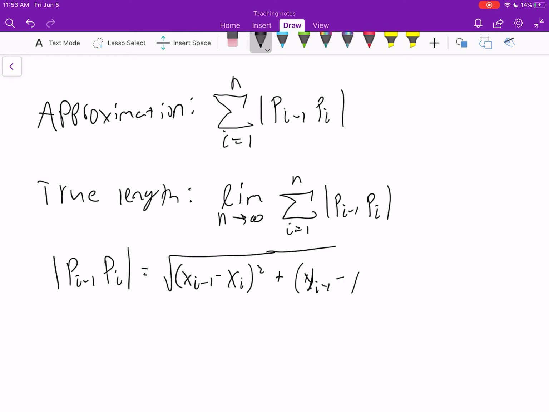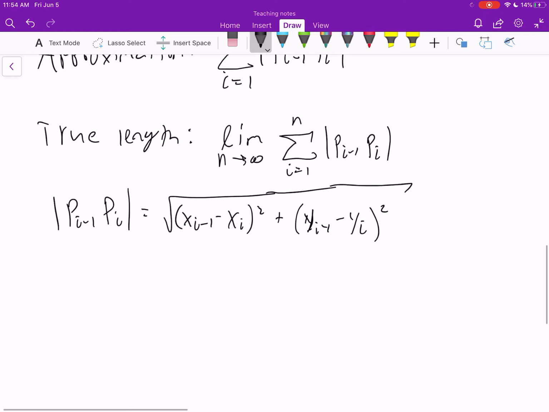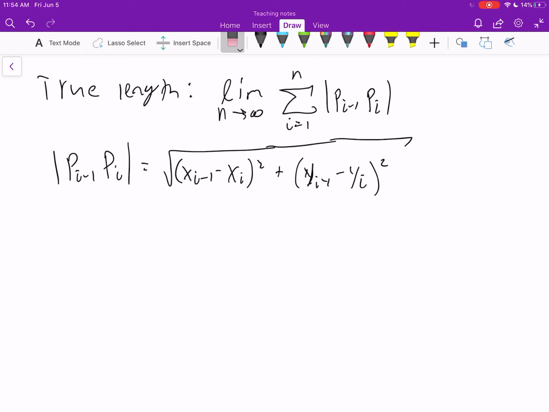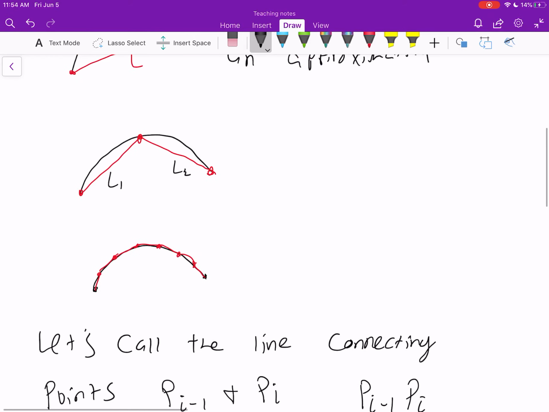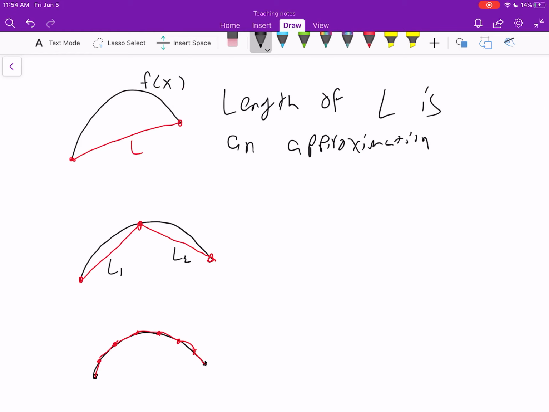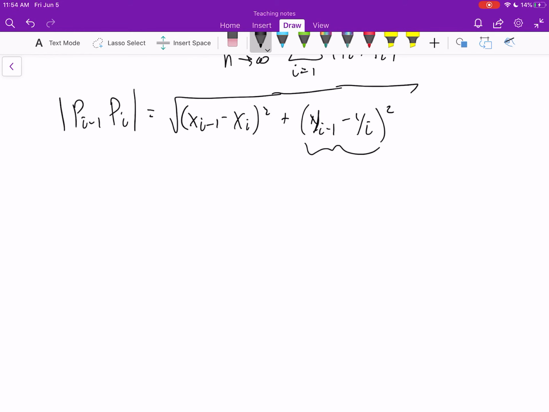So I'm just writing down the length of a line. This y sub i minus 1, let me clean it up a little bit because it looks like y sub i. Because I'm thinking about this in terms of a function, let's call whatever this function is f of x. So I can think of this as f of x sub i minus 1 minus f of x sub i, so that I'm just evaluating the function at those x values to get the y values.